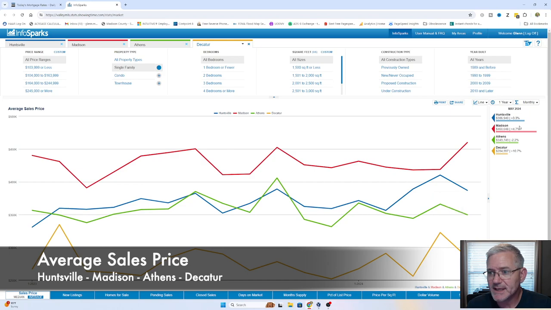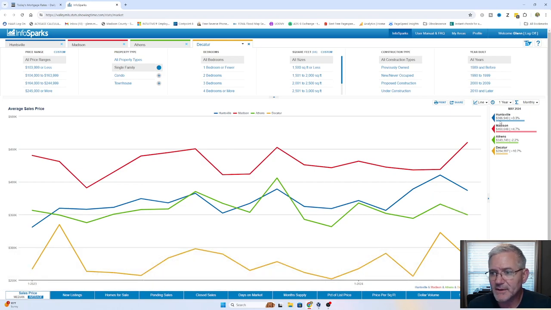And you can see that Huntsville, a current average sales price is $386,940, a little bit of an increase, 3.3% increase compared to a year ago. Madison sitting at $460,048, and that's a 4.7% increase compared to a year ago. Athens is at $349,749, and that's down 2.2%. And then Decatur is $284,597, and that is a 10.7% increase.